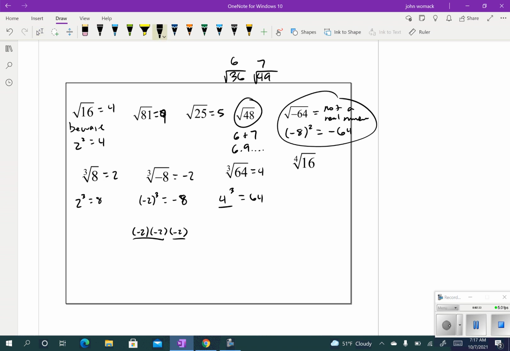The fourth root of 16. You're asking yourself, what to the fourth power equals 16? And it ends up being 2. 2 times 2 times 2 times 2. So 2 to the fourth is 16. So we know how to evaluate these.